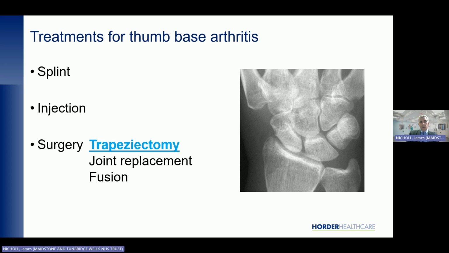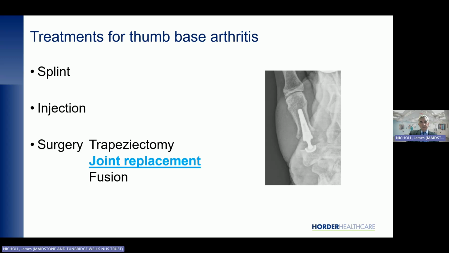The downsides to it as an operation are that you're in a plaster cast for 4 weeks, and the thumb and the hand can sometimes take a number of months to get as good as it's going to get. And like all operations, there will be a minority of patients who continue to have symptoms afterwards. So it's not perfect.